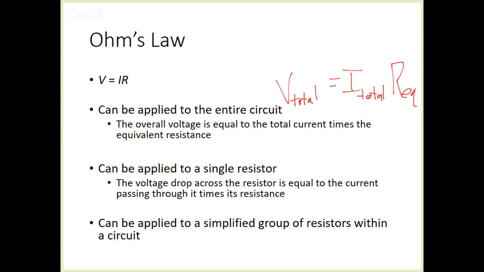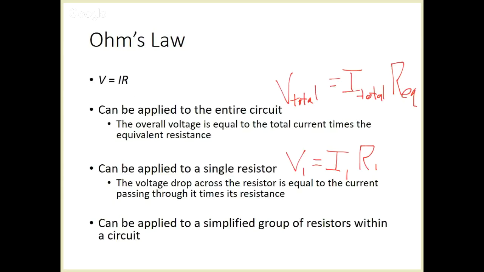It can be applied to a single resistor. So the voltage drop over resistor 1 is equal to the current going through resistor 1 times the resistance of resistor 1. And it can be applied to a simplified group of resistors within a circuit.